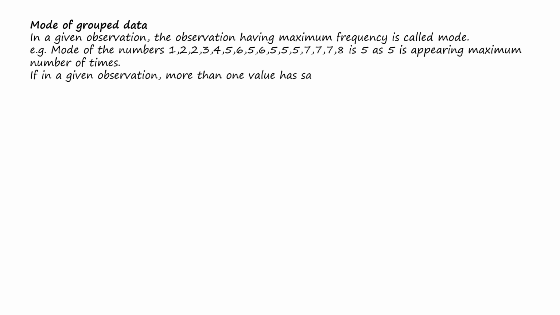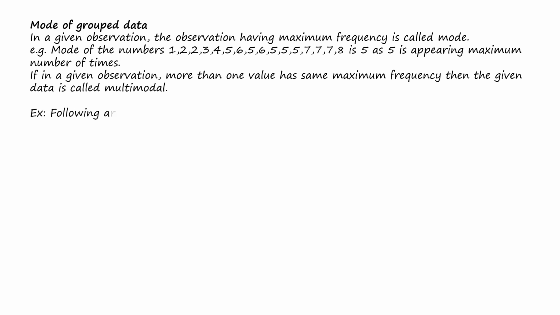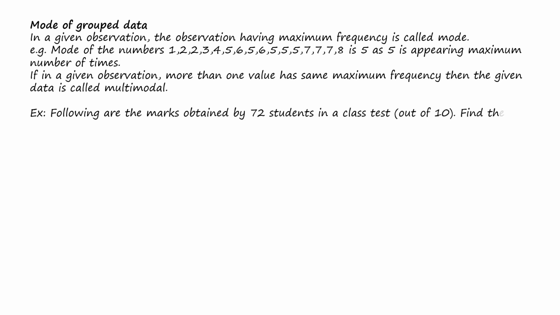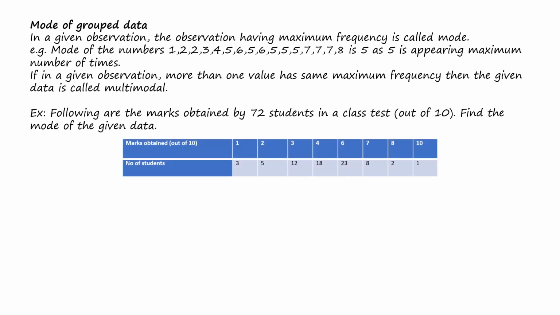If in a given observation, more than one value has the same maximum frequency, then the given data is called multimodal. For example, following are the marks obtained by 72 students in a class test out of 10, that is, the total mark in the class test is 10. Find the mode of the given data. So the table is given here.